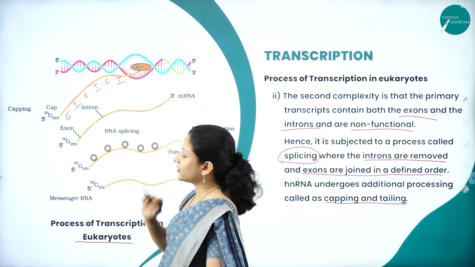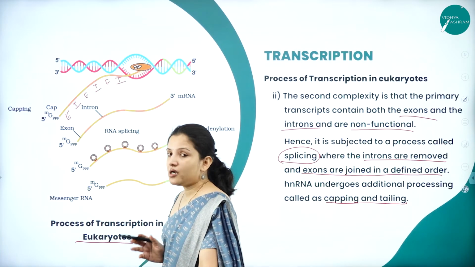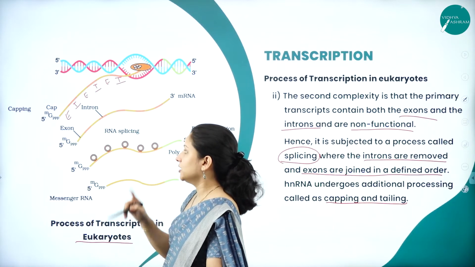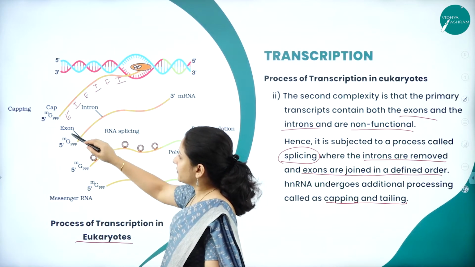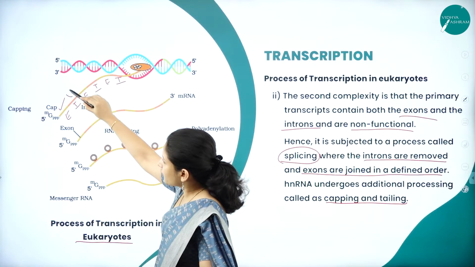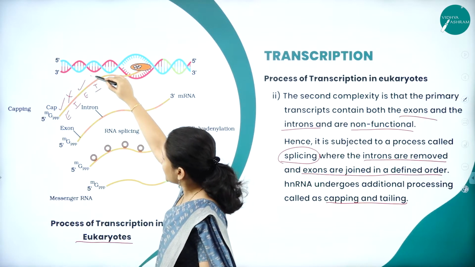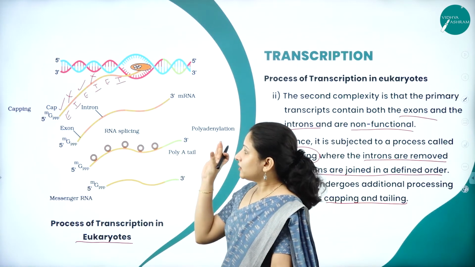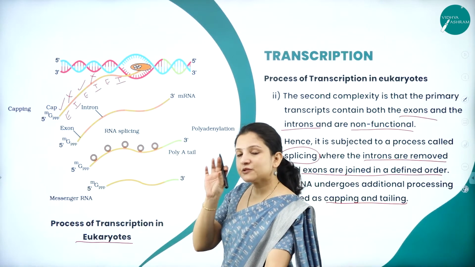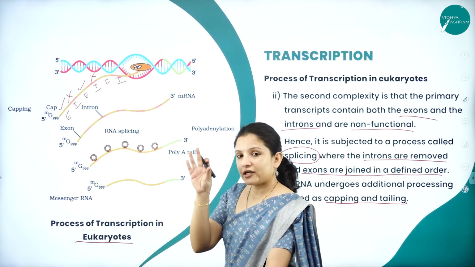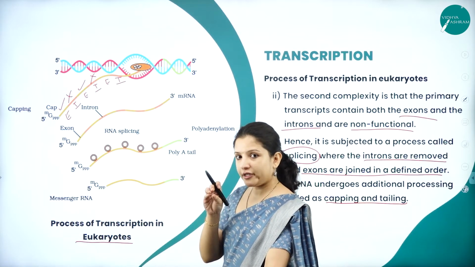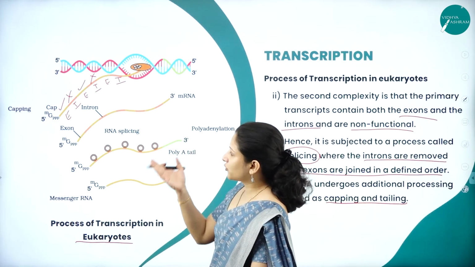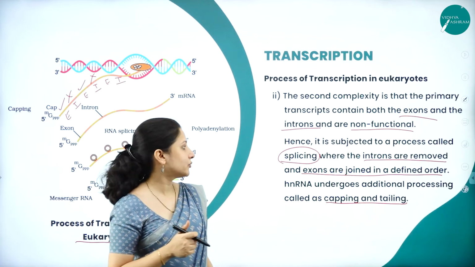So this heterogeneous mRNA should become an mRNA having only coding strands. For that, splicing has to occur. If splicing has to occur, exons should be retained, introns will be removed. Exons will be retained, introns will be removed, and once the introns are removed, gaps will be there between the exons, right? So therefore, the exons should be joined. They will be joined with the help of the ligase enzyme.